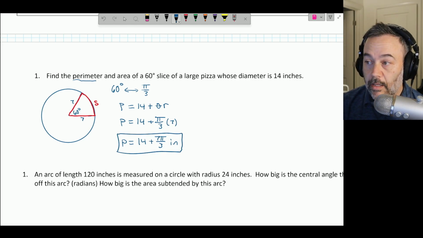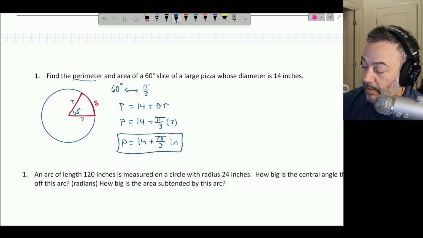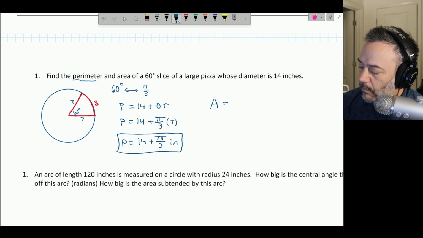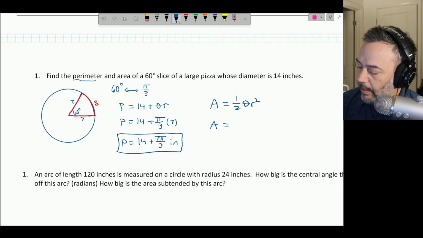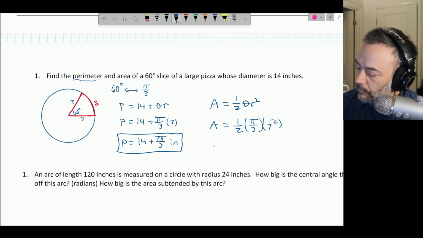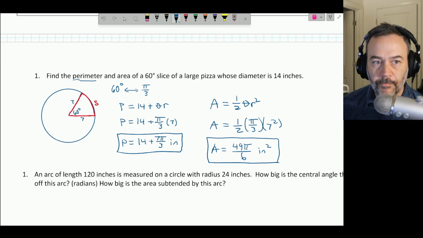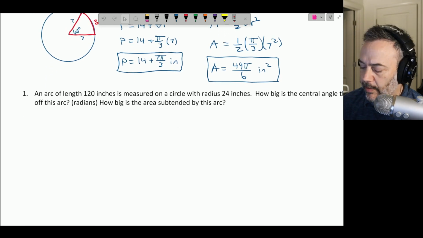And the area of this pizza slice would be 1/2 theta r squared. That's our formula in radians. I'm going to use the radians formula. So the area is 1/2 pi over 3 times 7 squared. And what do we get? 49 pi over 6 inches squared, since we are in inches. Okay, simple, quick problem with that.